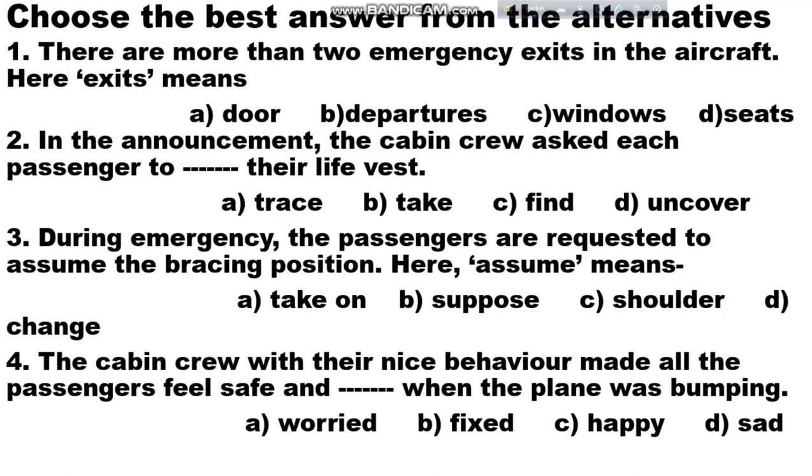Now choose the best answer from the alternatives. There are more than two emergency exits in the aircraft. Here, exits means departures. In the announcement, the cabin crew asked each passenger to wear their life vest. Number three, during an emergency, the passengers are requested to assume the bracing position. Here, assume means take on. Number four, the cabin crew with their nice behavior made all the passengers feel safe and happy when the plane was bumping.